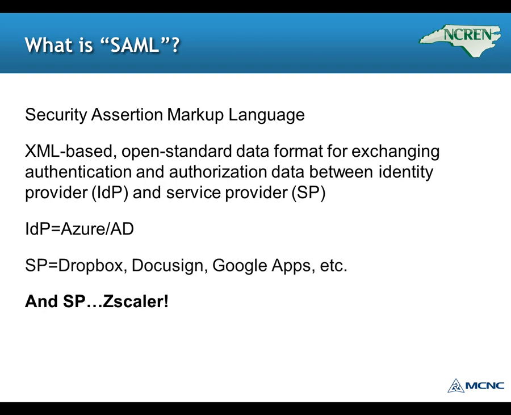So what is SAML? Well, it is XML based. It's a standard for exchanging authentication and authorization data between an identity provider, in this case it would be Azure Active Directory, and a service provider. Service providers would include Dropbox, DocuSign, and actually Google. Google can get identity information from Azure, which is kind of weird, but yes, it can.